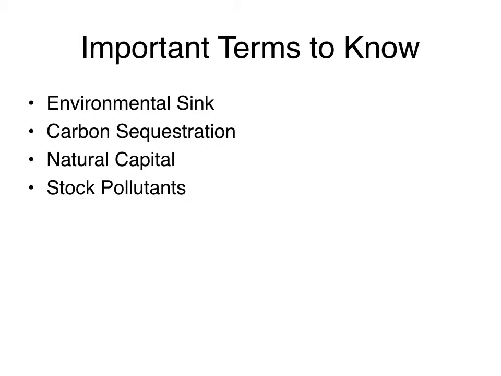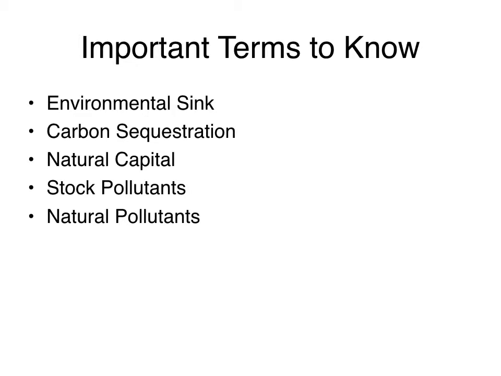Stock pollutants quickly overwhelm environmental sinks and accumulate in the environment over time. So these are stock pollutants that are stored and are measured as a stock. So you can measure it at a point in time. Examples of stock pollutants are PCBs, dioxin, DDT, and heavy metals.